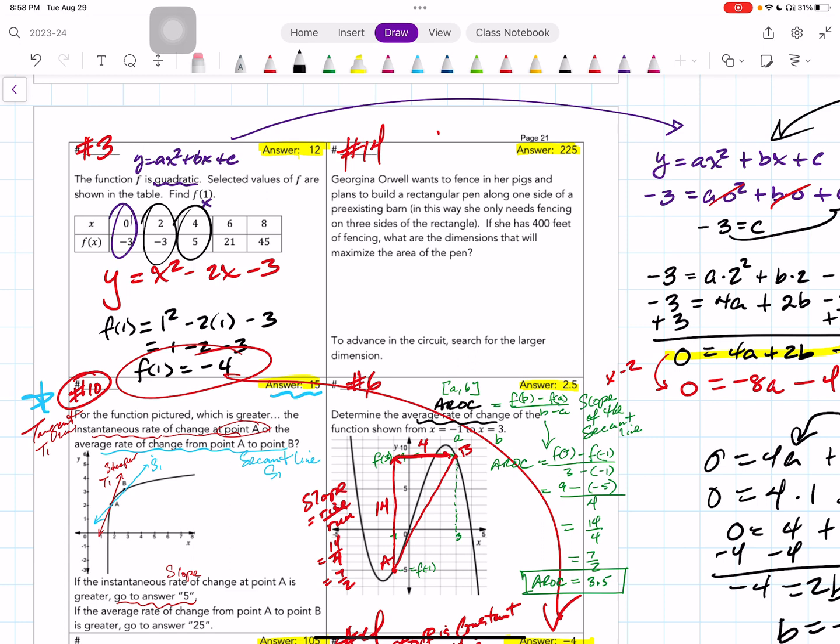Plans to fence in her pigs, plans to build a rectangular pen along one side of a pre-existing barn. In this way, she only needs fencing on 3 sides of the rectangle. If she has 400 feet of fencing, what are the dimensions that maximize the area of the pen?